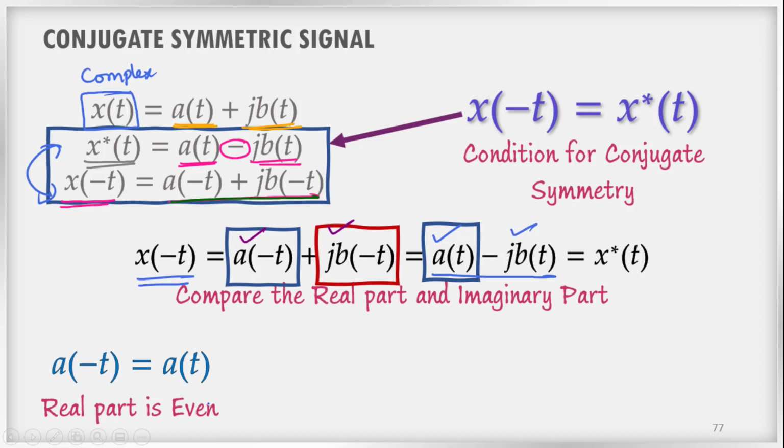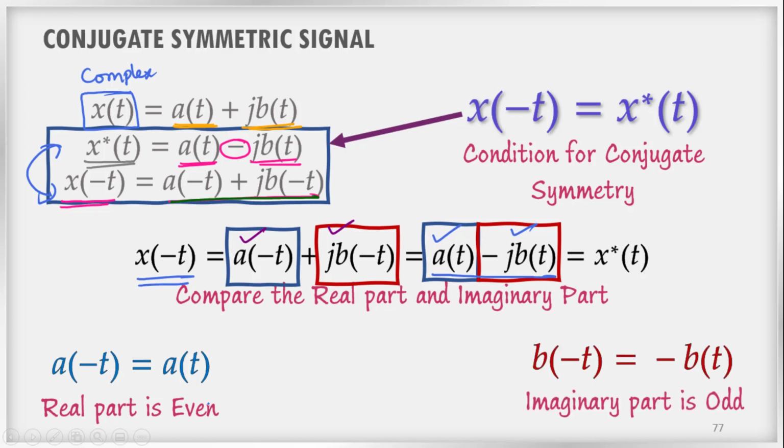Now what happens if we compare the imaginary part? By comparing the imaginary part, we can see that b of minus t is equal to minus of b of t, right? That is the condition for an odd signal. What is the condition for an odd signal? A signal is said to be an odd signal if time reversal of the signal is equal to negation of the actual signal, or negative of b of t.